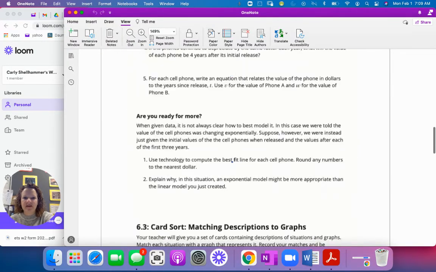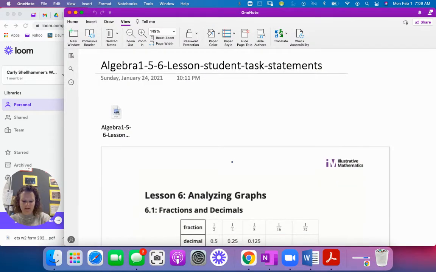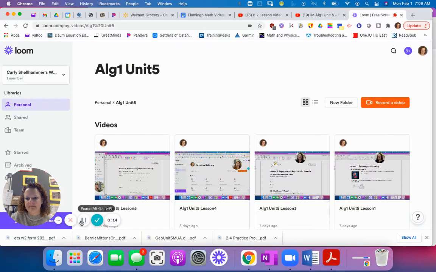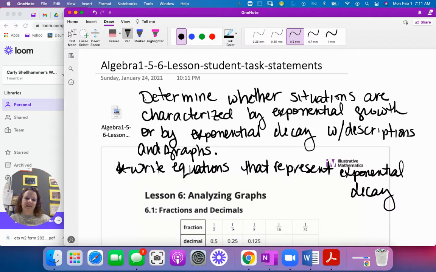All right, we are in lesson 6. Today, I should write down what our goal is. All right, what are we doing today? Determine whether situations are characterized by exponential growth or by exponential decay with descriptions and graphs. We're also going to learn how to write equations that represent exponential decay. We've already learned how to write equations that represent exponential growth. So same idea, we're just getting smaller. All right, let's jump right in.